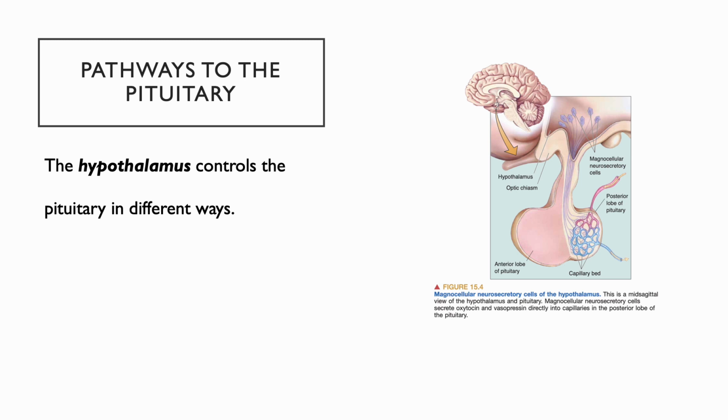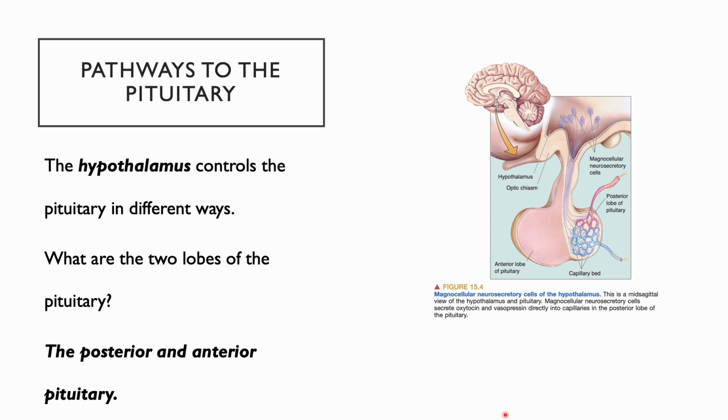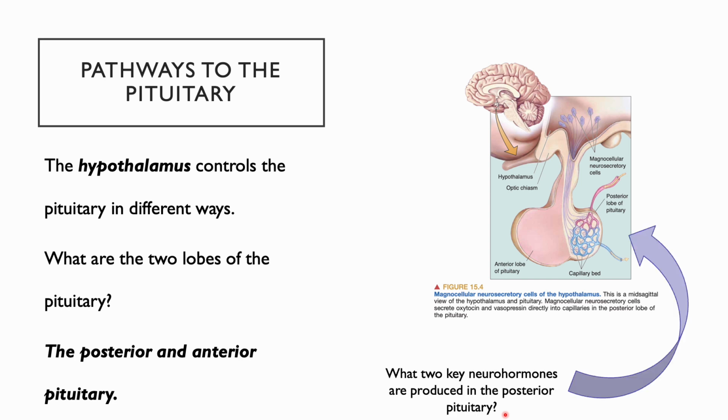Now let's quickly recap some of the main topics that we talked about throughout Chapter 15. First, we learned about the hypothalamus and how it's largely in control of the endocrine system. It controls the ventral pituitary gland below it in a few different ways. What are the two lobes of the pituitary? We learned about the posterior and anterior pituitary. If you remember, there are two key neurohormones that are produced by the posterior pituitary, including vasopressin, also known as antidiuretic hormone or ADH, and oxytocin.